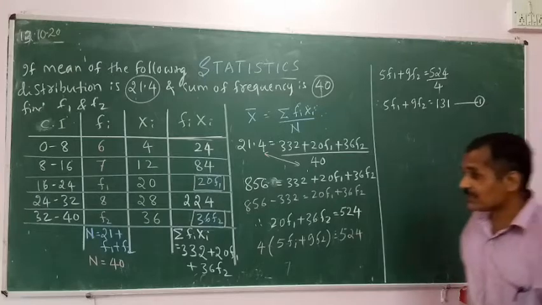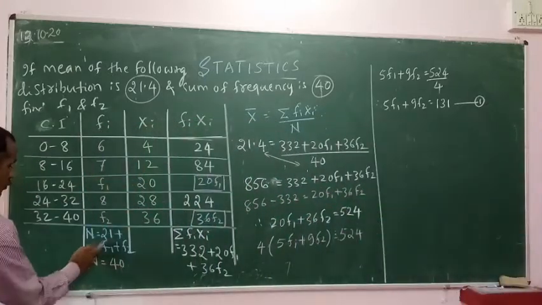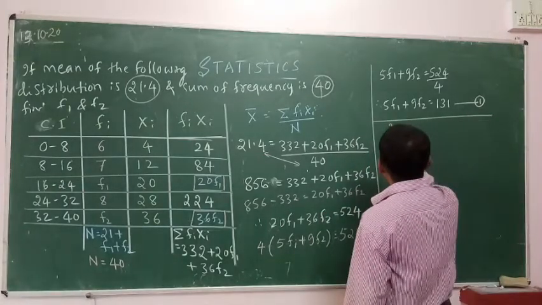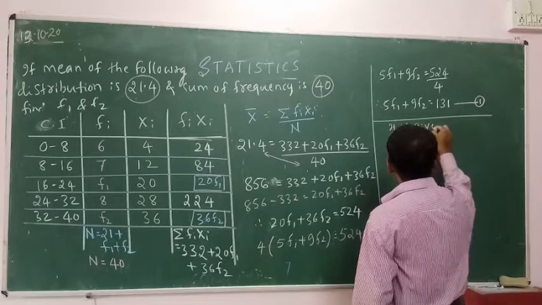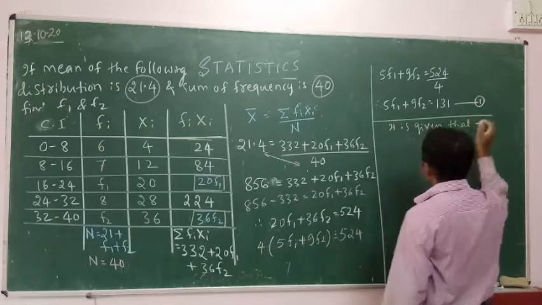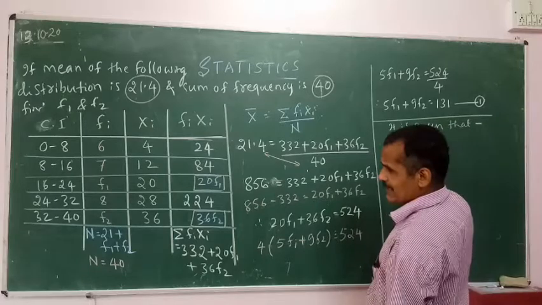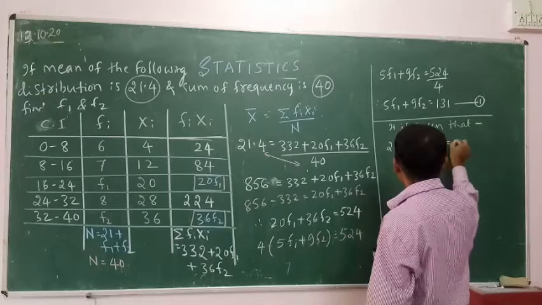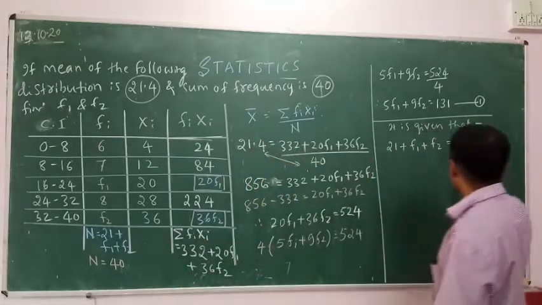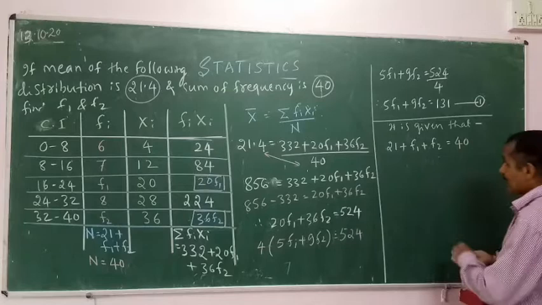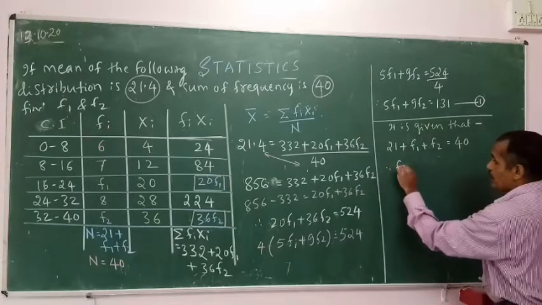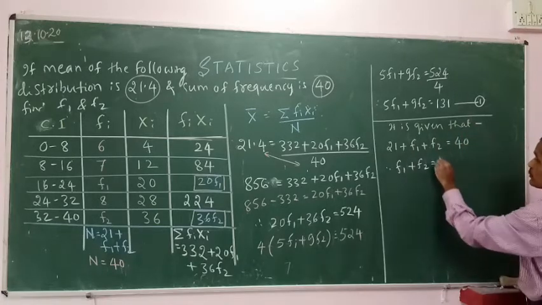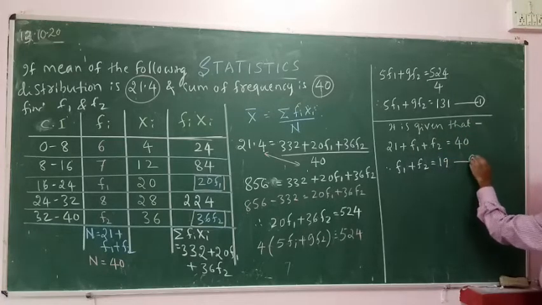Where is the second equation? Now we have to equate these two. It is given that 21 plus f1 plus f2 is equal to 40. 21 can be shifted there. Therefore, f1 plus f2 is equal to 40 minus 21, which gives you 19. Call it equation number 2.